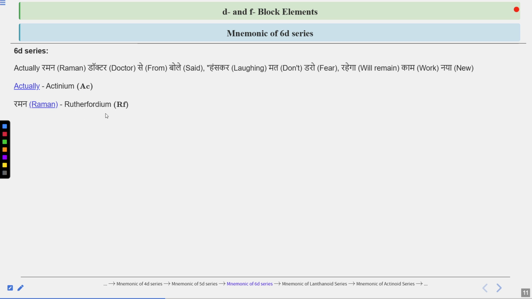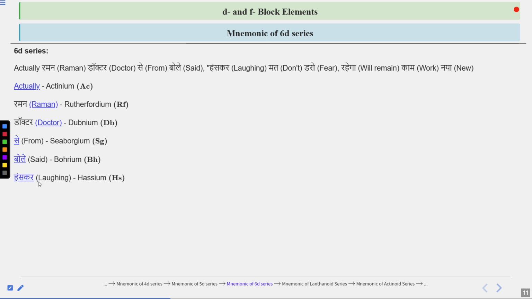Raman is for rutherfordium, that is Rf. Doctor is for dubnium, that is Db. Se is for seaborgium, that is Sg. Bole is for bohrium, that is Bh. Hanskar is for hassium, that is Hs. Mat, that is meitnerium, that is Mt. And Daro is for darmstadtium, that is Ds.